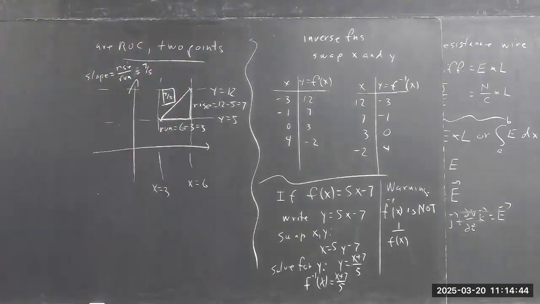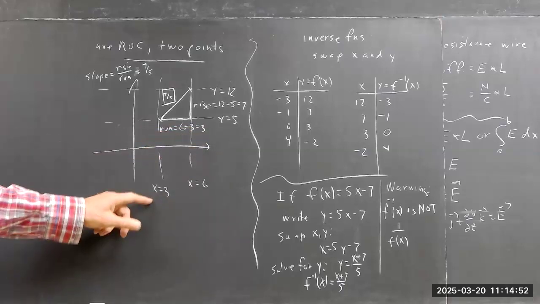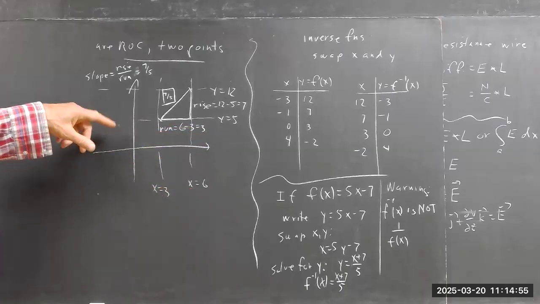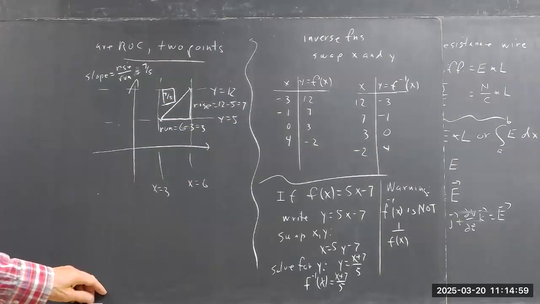Right here is the whole story of your fundamental triangle. Everything is here. Run is 6 minus 3 equals 3. And you go from X equals 3 to 6. Y goes from 5 to 12. So rise is 12 minus 5 equals 7.